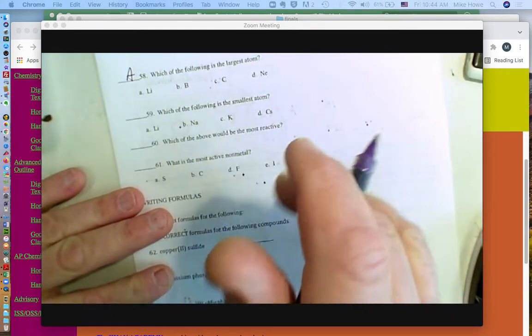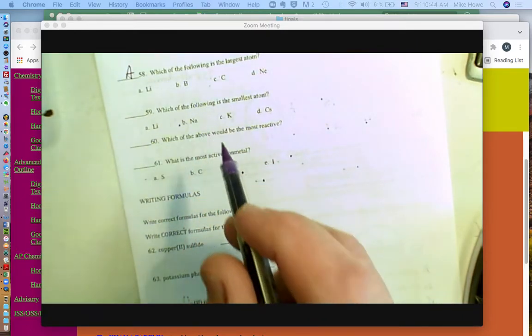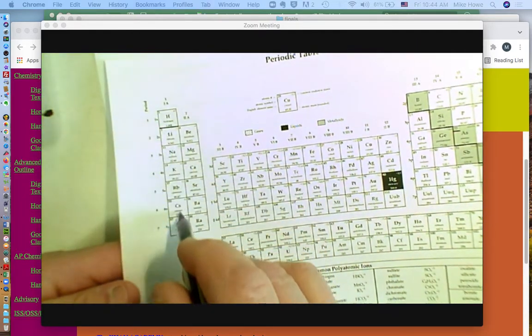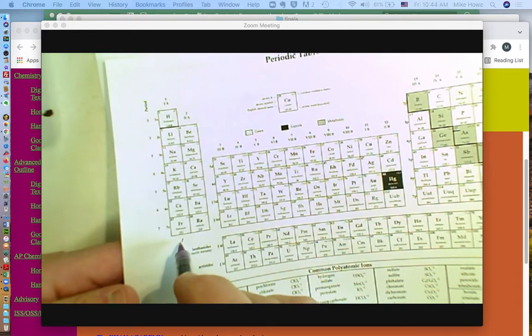Which is the smallest atom? Well, you got lithium, sodium, potassium, and cesium. They're all in the same family, so they get bigger as you go down. We want to know the smallest one, so that's the one furthest up. It's lithium.